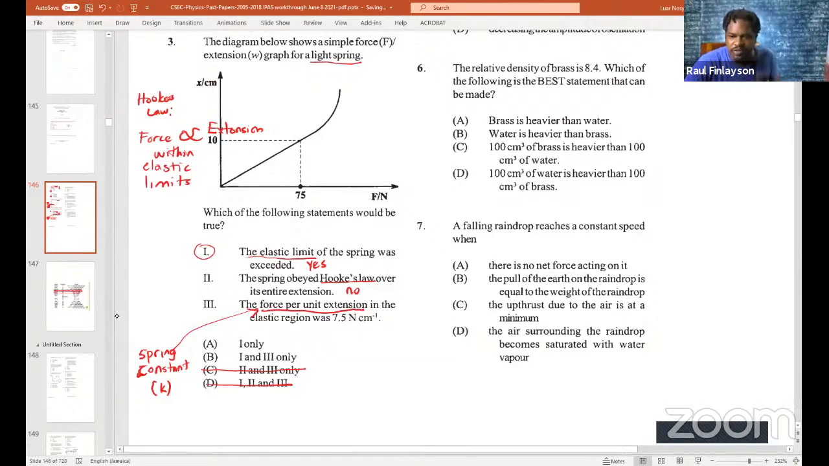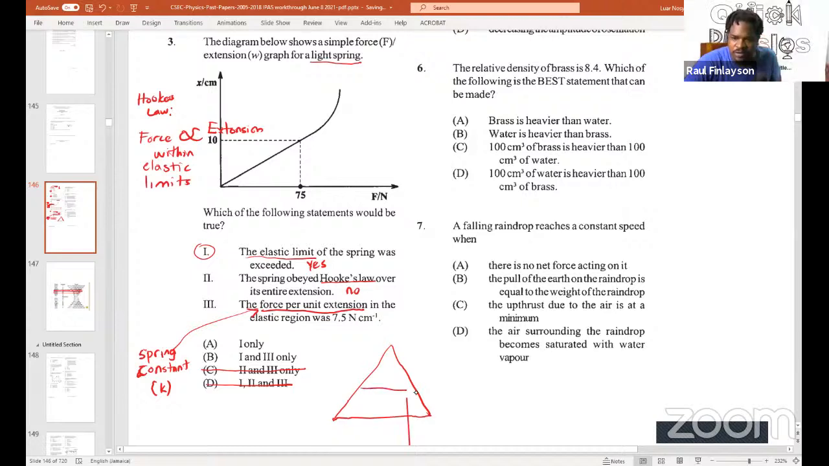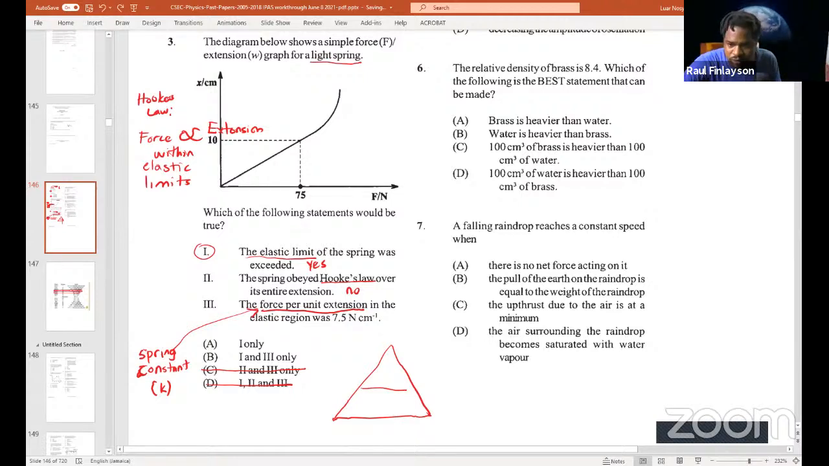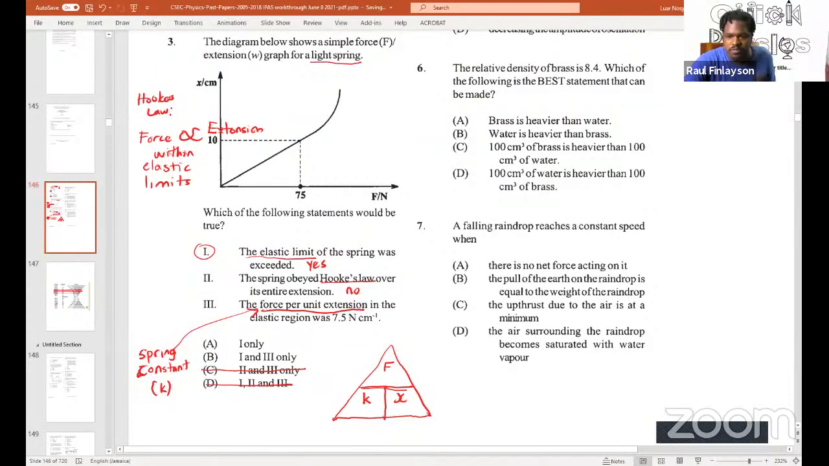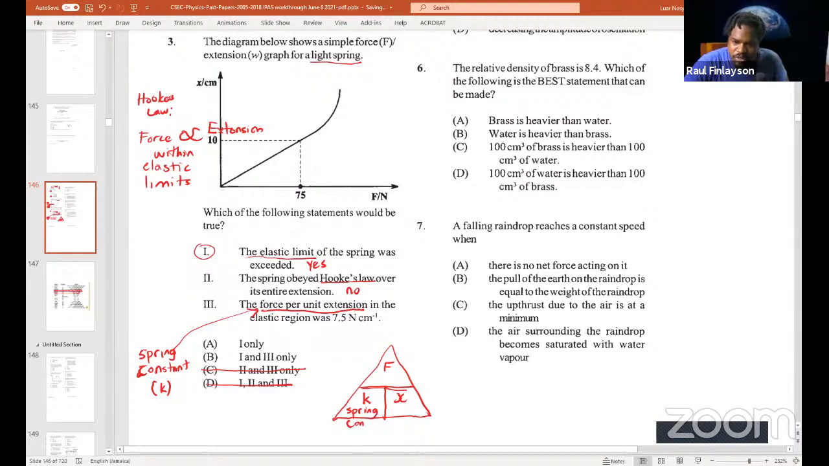So if you guys have done Hooke's law any other way, whichever place you go, they have different ways to teach this. So you'd have something like F, and then you have k, and you have x here. We know that F is the force, and x is the extension. So the spring constant is k, but the spring constant is not just k, it is the force divided by extension. And that's what they're asking you here.